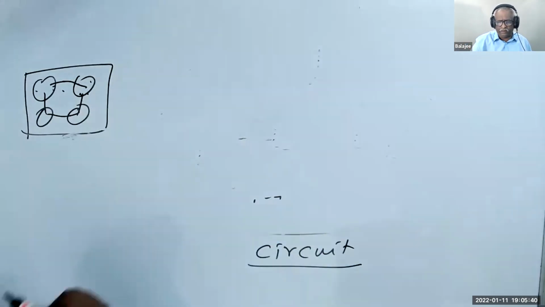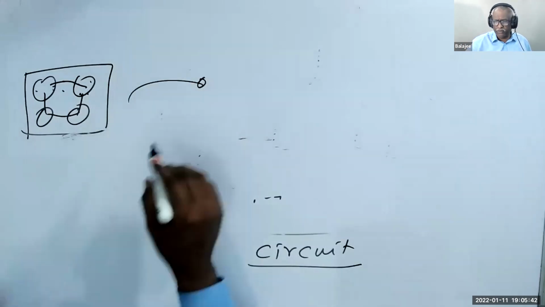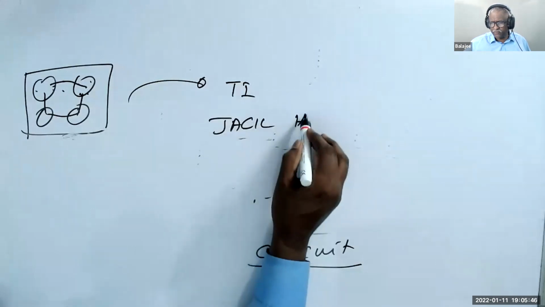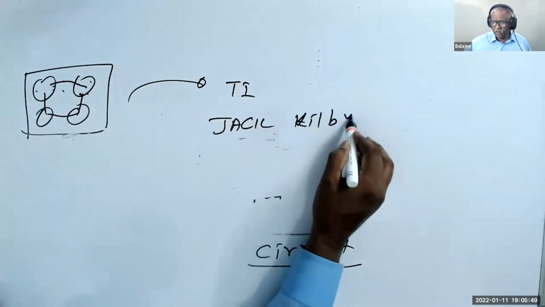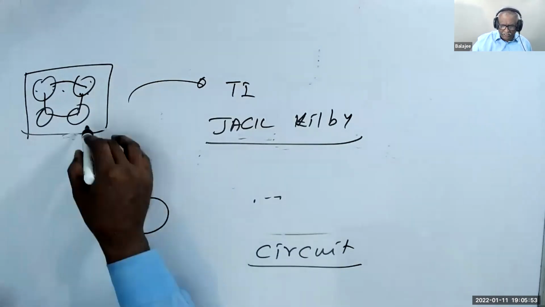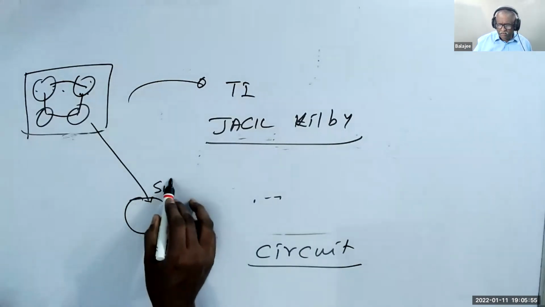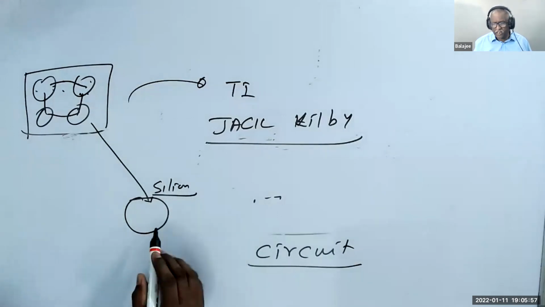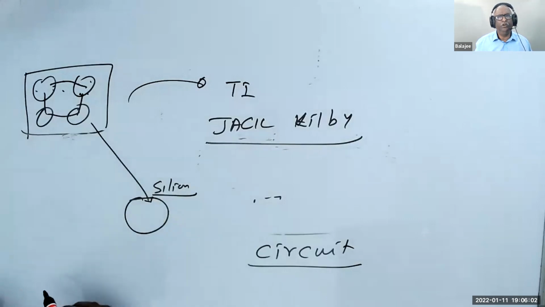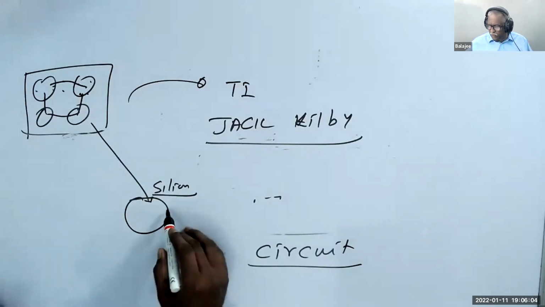At that time there was a person from Texas Instruments called Jack Kilby. He invented a new method. Within silicon, they put the circuit. Previously, within silicon, they built only one transistor. Now they put the entire circuit.